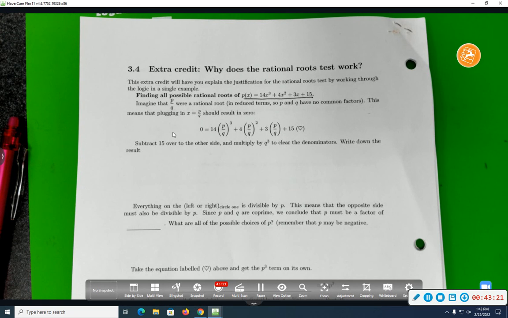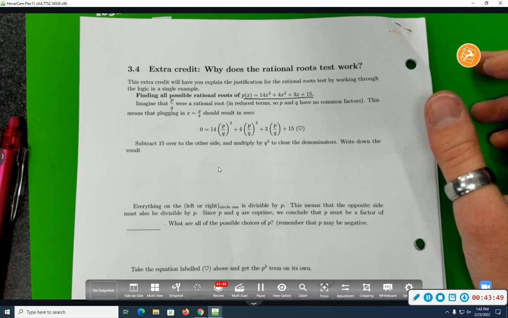So that means that if you plug in P over Q, you should get 0 out. So I'm going to plug in P over Q. I haven't done anything fancy there. And then what I'll do is I'll try to get rid of the fractions. And then I'll try to get a P on its own, so it doesn't have any Q's.